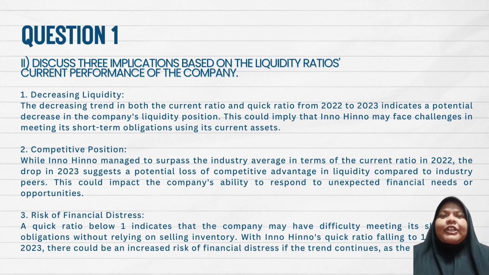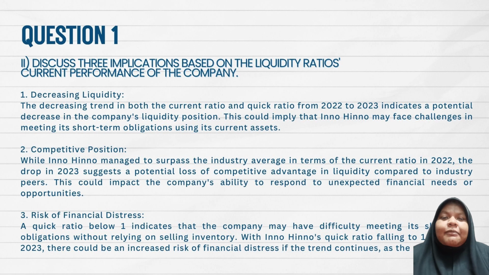For the second question, discuss 3 implications based on the liquidity ratio and current performance of the company. The first one, decreasing liquidity. The decreasing trend in both the current ratio and quick ratio from 2022 to 2023 indicates a potential decrease in the company's liquidity position. This could imply that Inohino may face challenges in meeting its short-term obligations using its current assets. For the second one, competitive position.